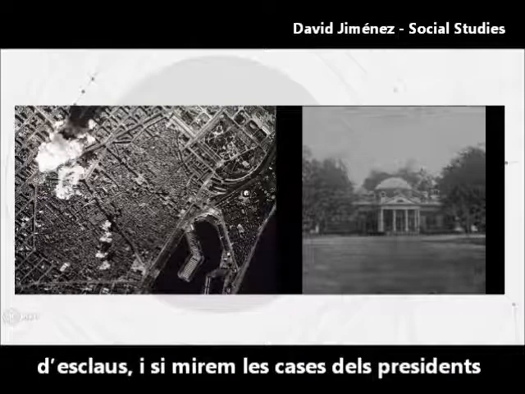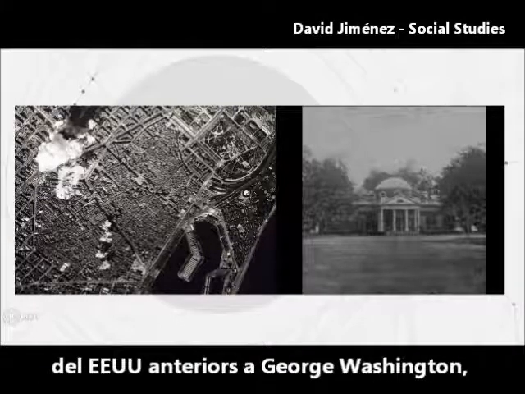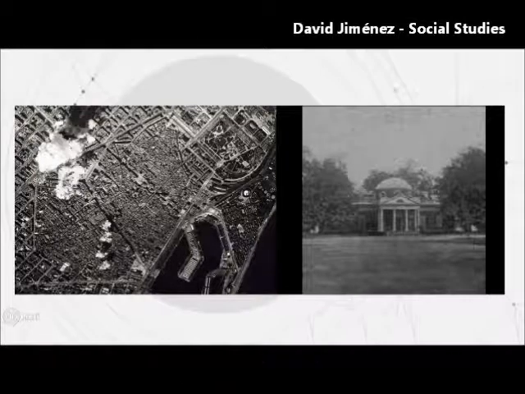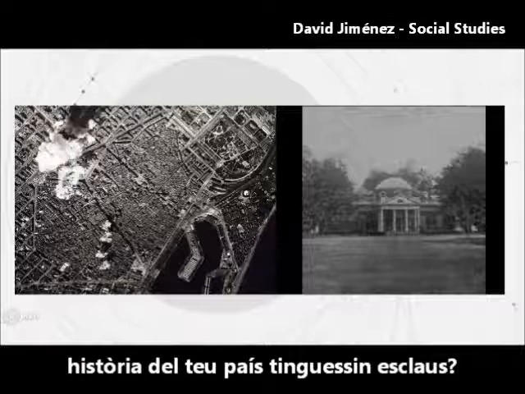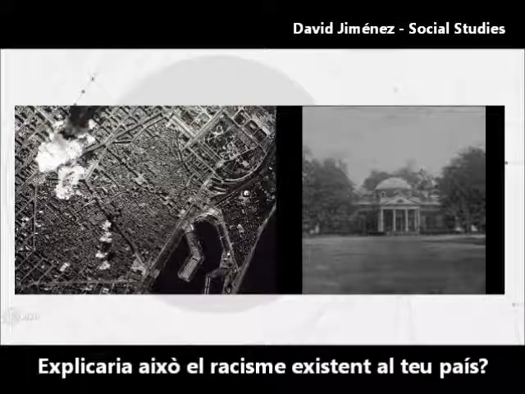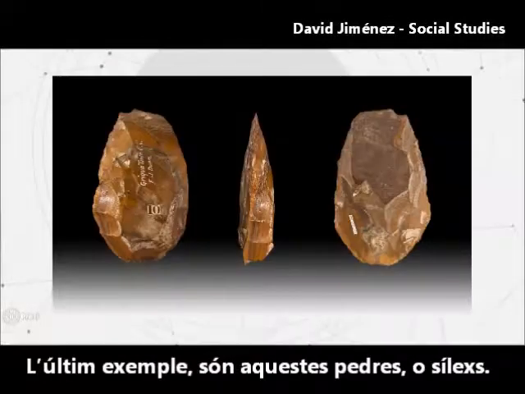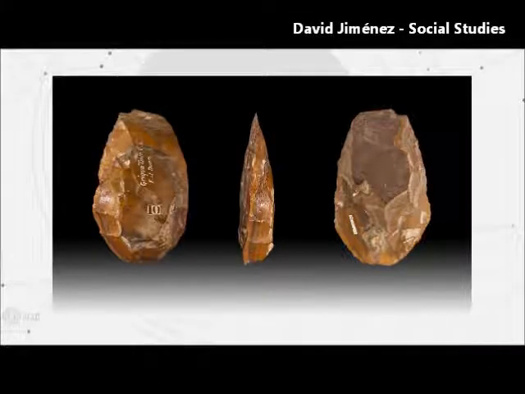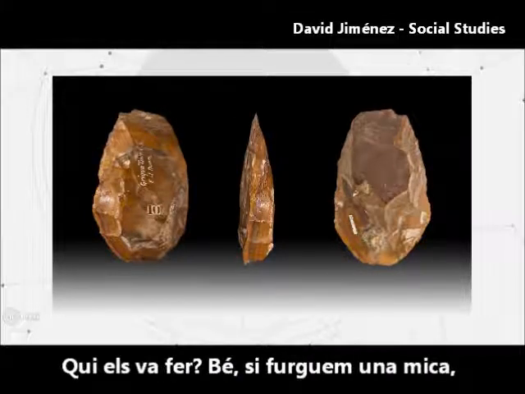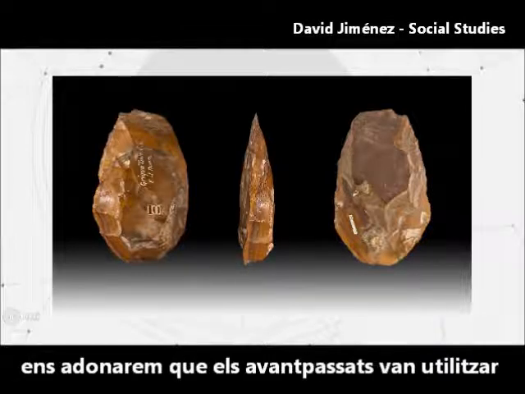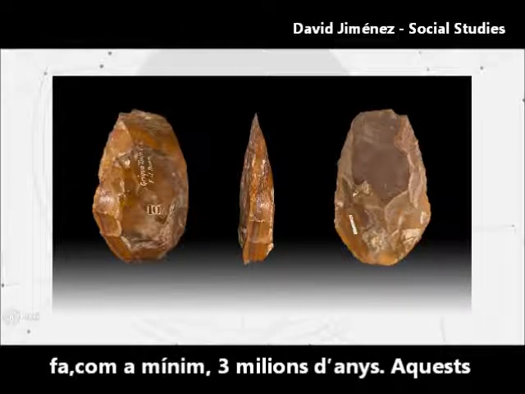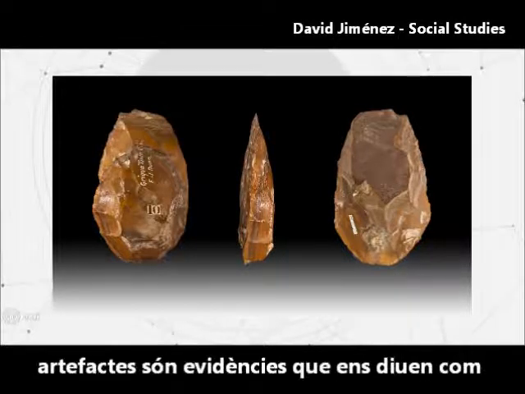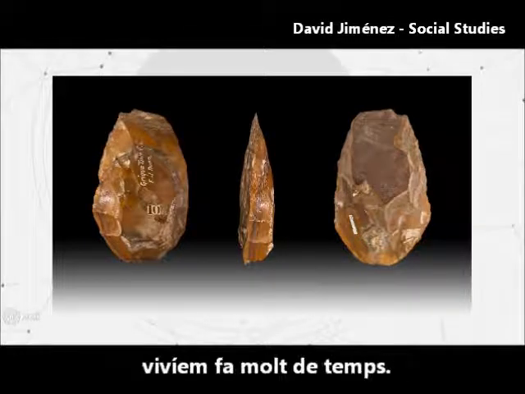And if you look at the US President houses before George Washington, you learn that most of them owned slaves. What if your first leaders of your country's history were slave owners? Would that explain racism in your country? The last example is these stones or silex. Who made them? Well, if we dig in a little, we'll find out that our ancestors used sharp tools for hunting, cutting, or making fire at least 3 million years ago. These artifacts are evidence that tell us how we lived a long time ago.